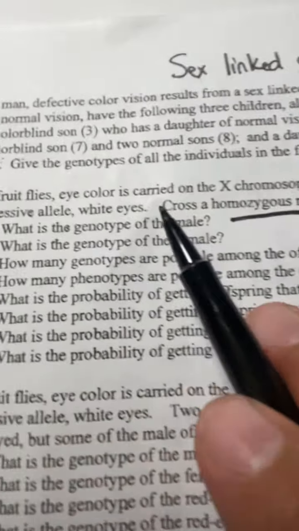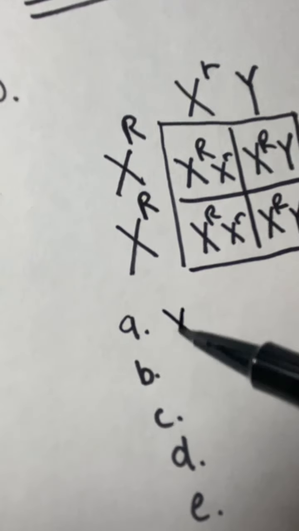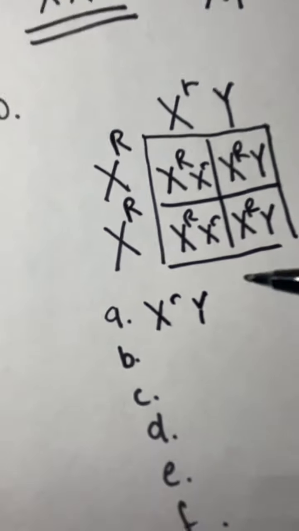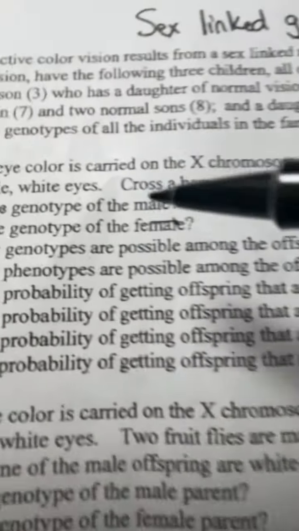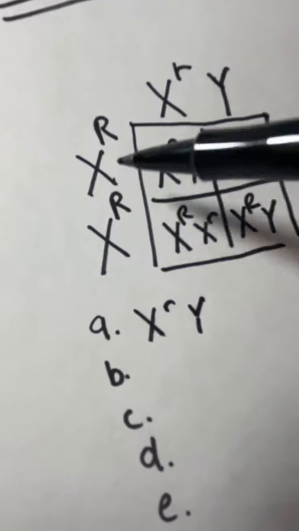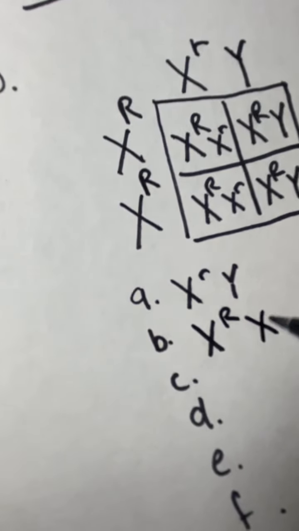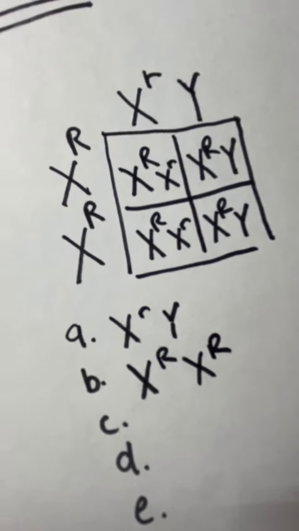And so it says, what's the genotype of the male? The male, it said he was white-eyed, so he's got to be X lowercase r, Y, just like that. Next question, what's the genotype of the female? The female involved in this cross was homozygous red-eyed. She's X capital R, X capital R. There you have it, just answering those ones.